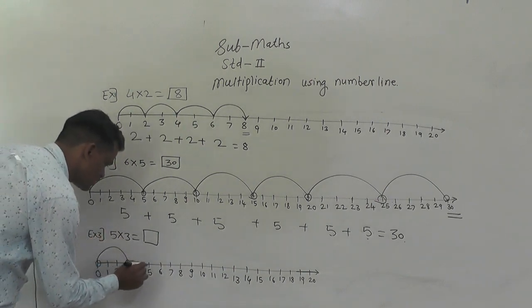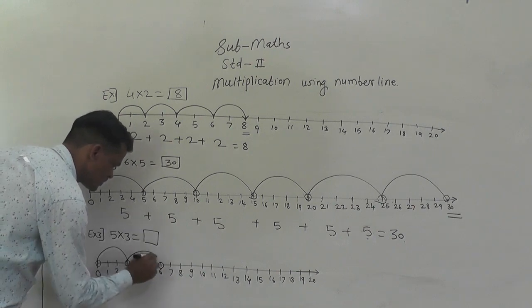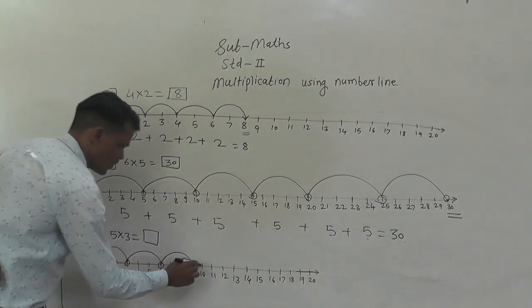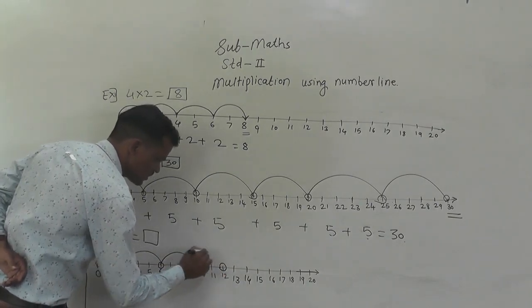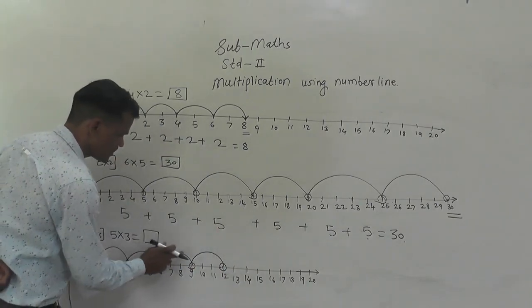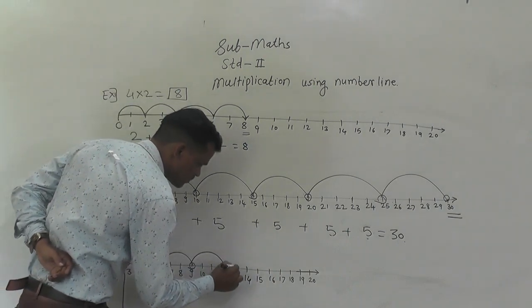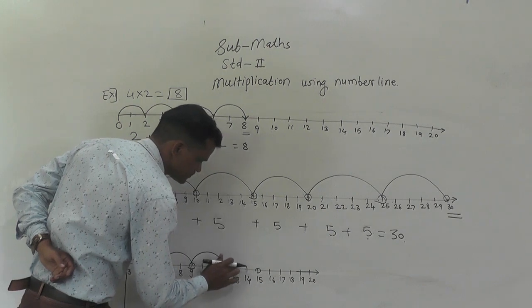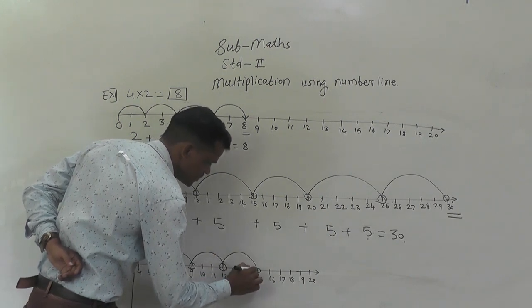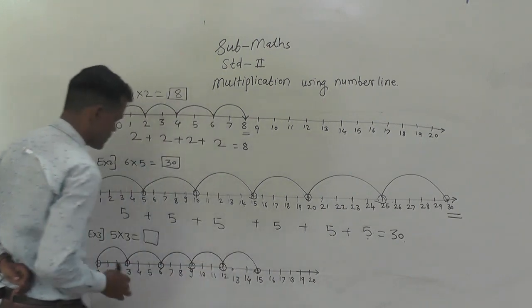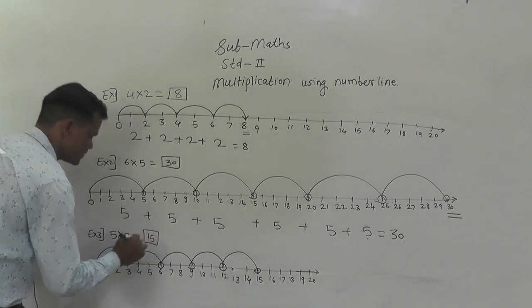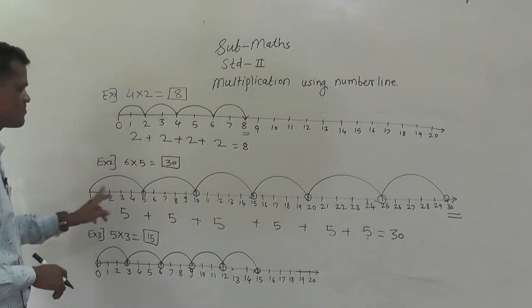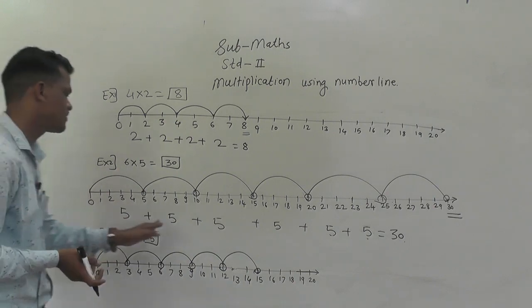Then 1, 2, 3, then 1, 2, 3, then 1, 2, 3, 1 time, 2 times, 3 times, 4 times, and 1, 2, 3. So here 15 is the answer. If we add 3 five times, we will get 15.